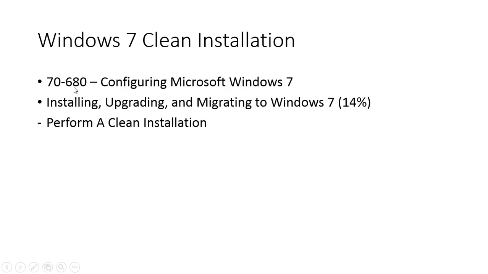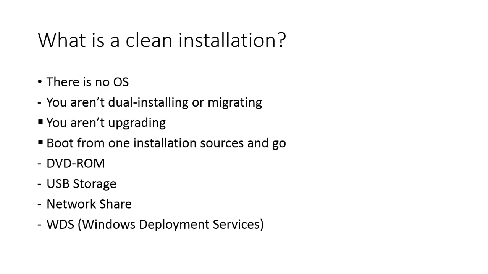So this is of course 70-680, and we will be configuring Microsoft Windows 7. We are in the first section, Installing, Upgrading, and Migrating to Windows 7, which is 14%. Here we will be performing a clean installation. What is a clean installation?